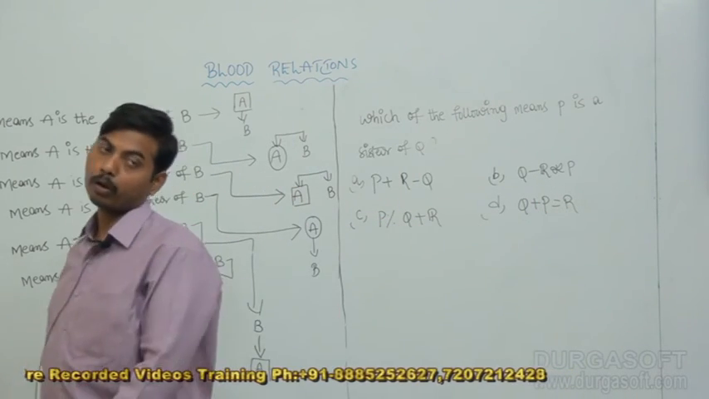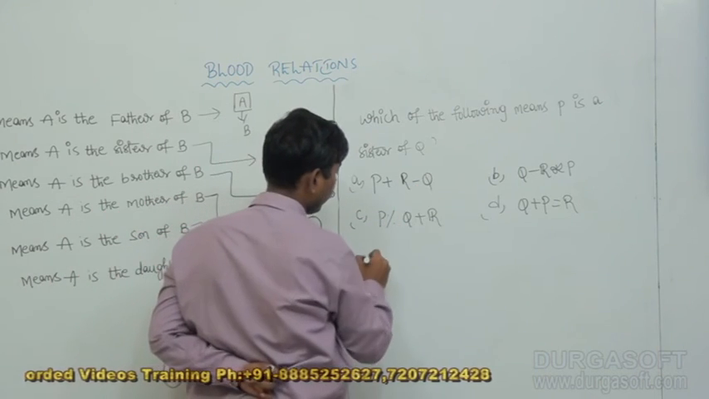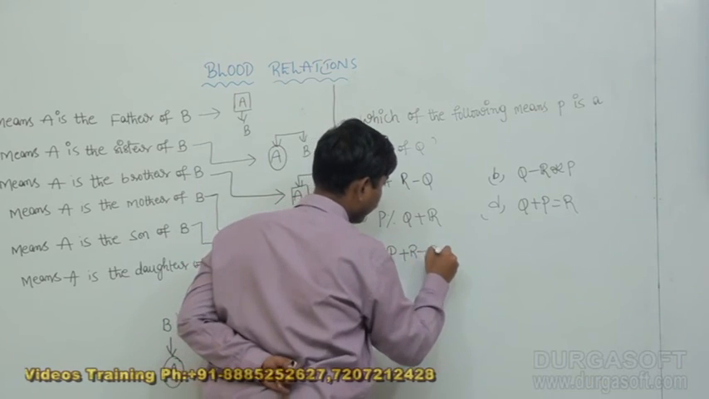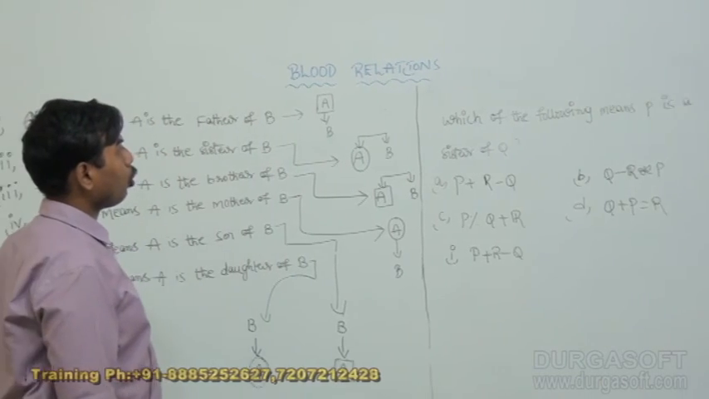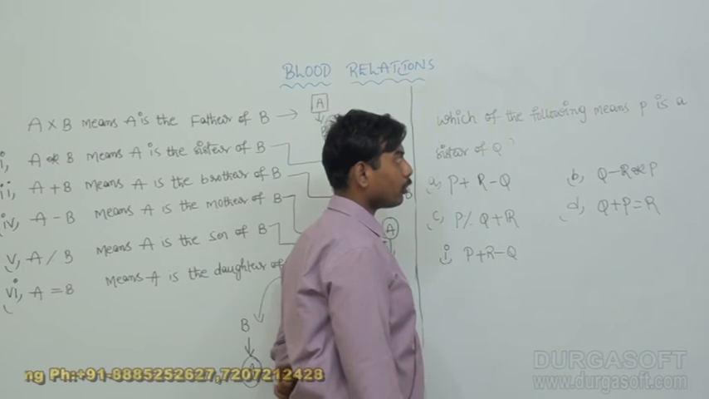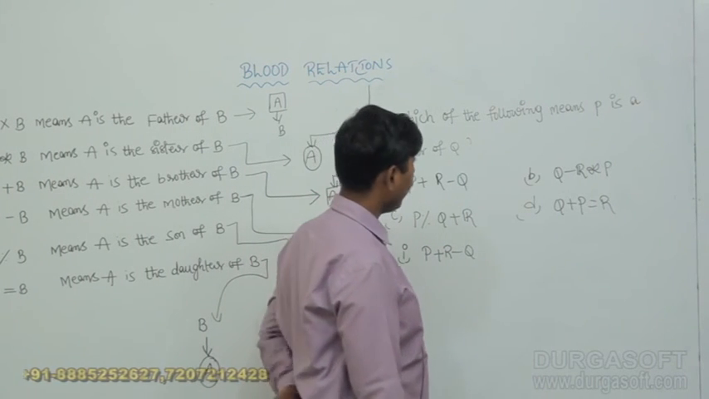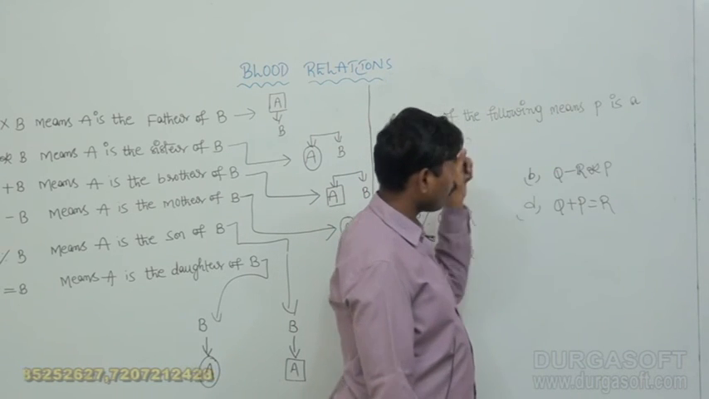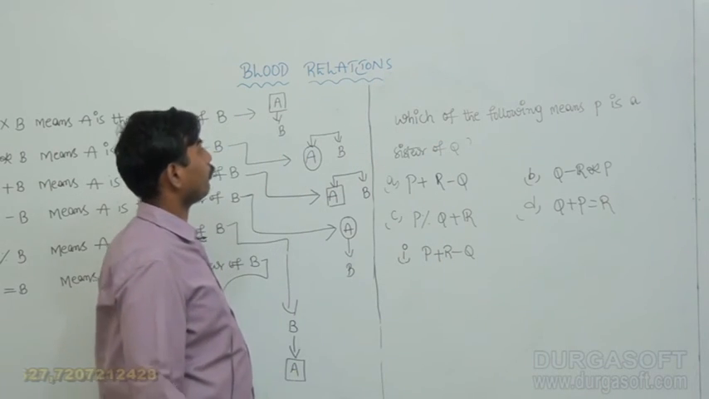When we talk about option number 1, P plus or minus Q, what do you mean by this option here? Which of the following means P is a sister of Q? That is our question. P is the sister of Q, so P and Q are in the same generation. We don't know the gender of Q, let it be.